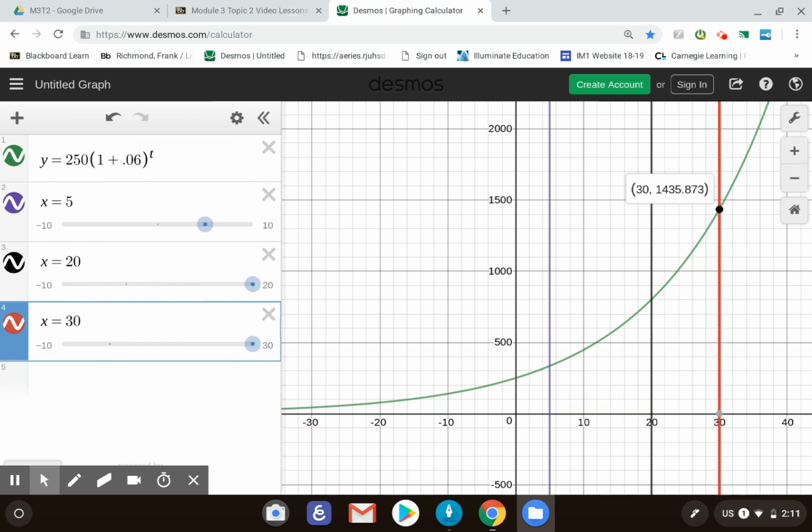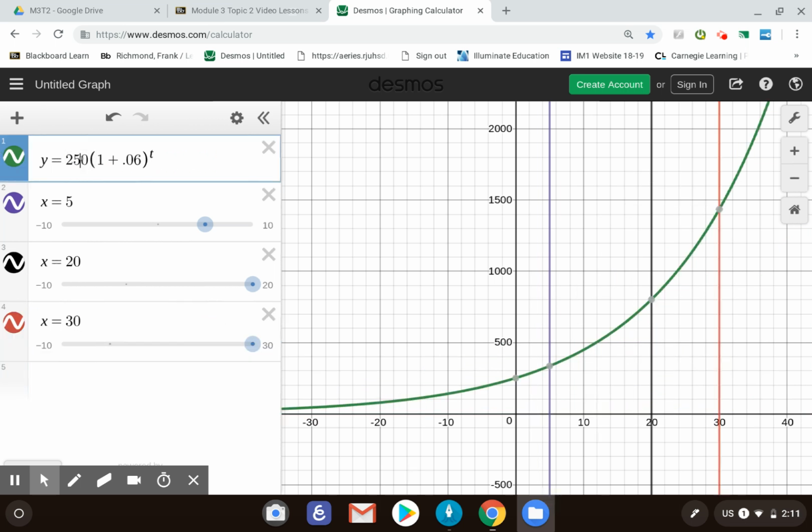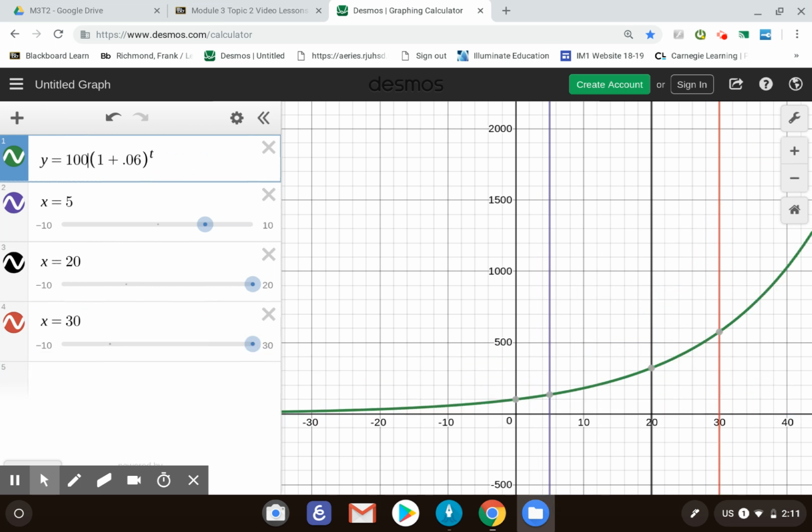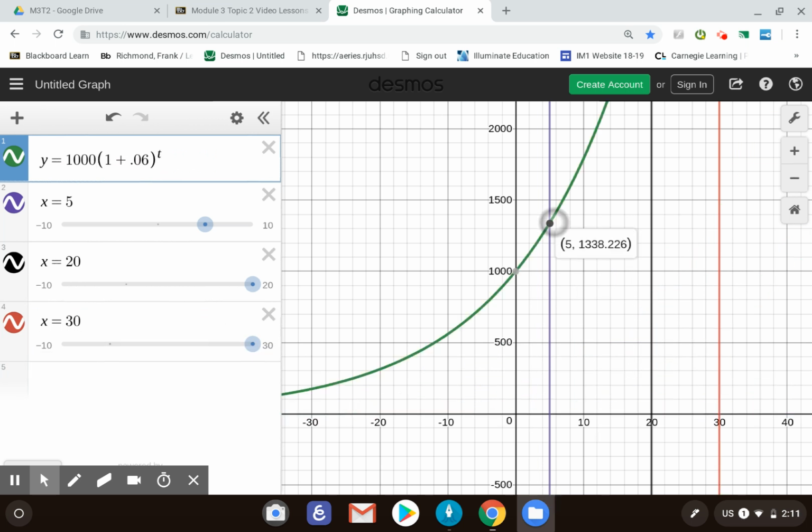$1,435. Of course, if you started with a larger amount in the beginning, you're going to make more money over time. So if you start with like $1,000, for example, it grows really, really fast, like the starting amount.